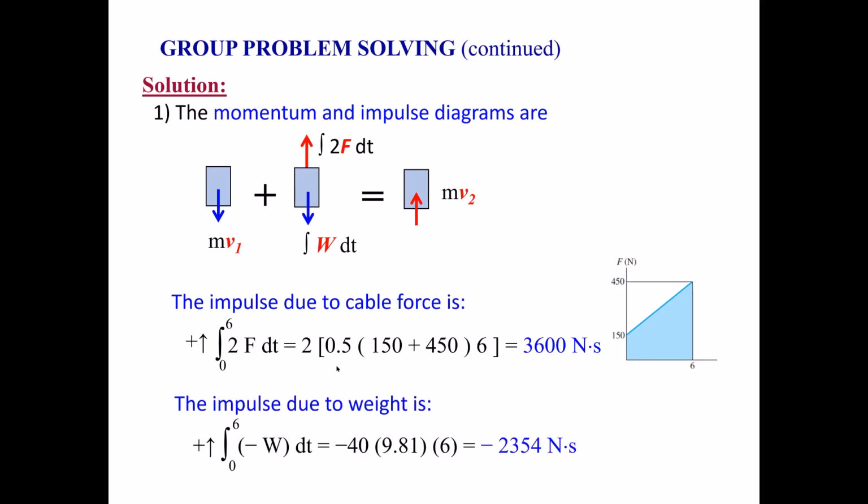Okay. And then the second part of this is the weight, right? And it's negative because it's going down. And this one is just a constant force, right? So here's the weight, mass times the gravitational acceleration times 6. And here is the impulse in the other direction.